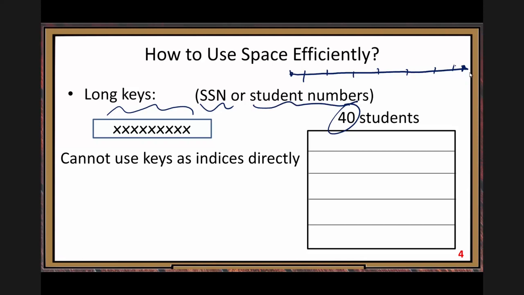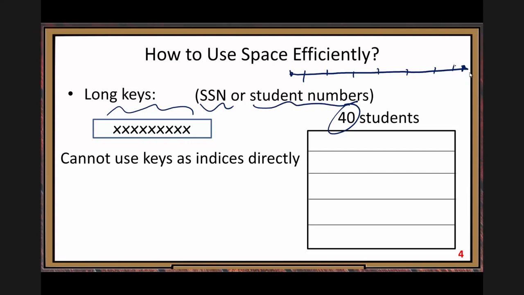40 of them, yeah, because you only have 40 students. So that's not efficient, right? That's the reason nobody uses this method in the real world. All right. Now, I said we use this bad one. Yeah, it's a bad one, but we do not throw it in the trash immediately.